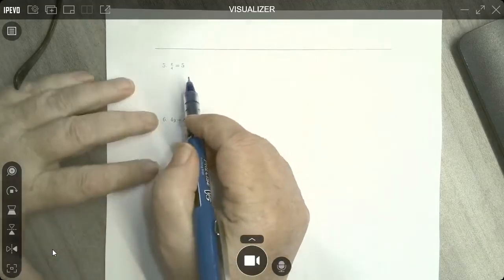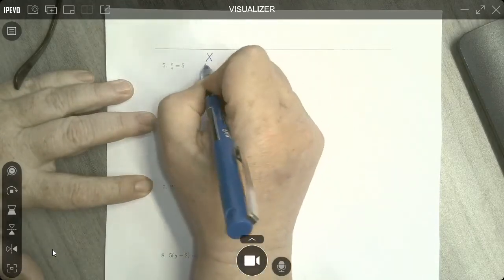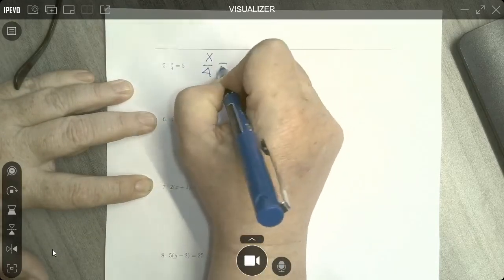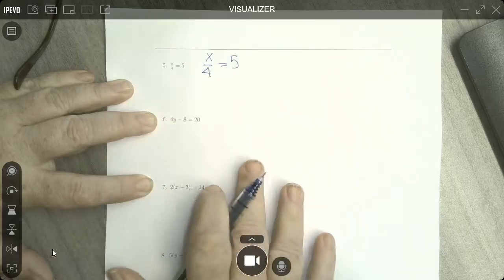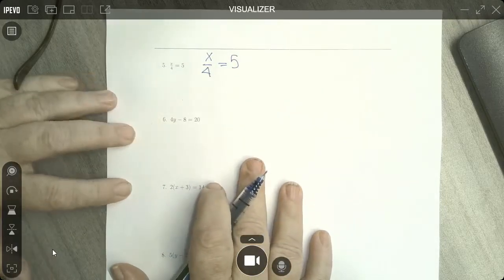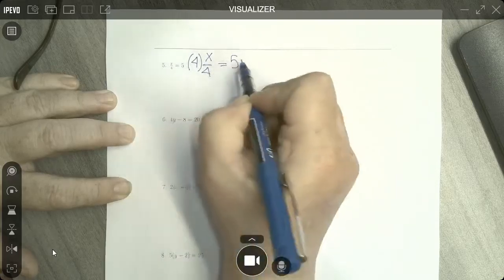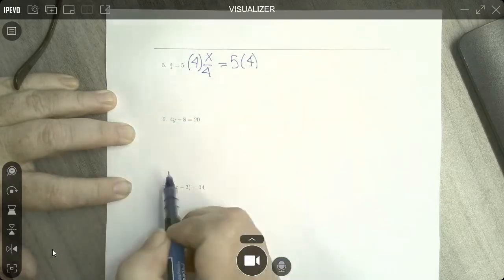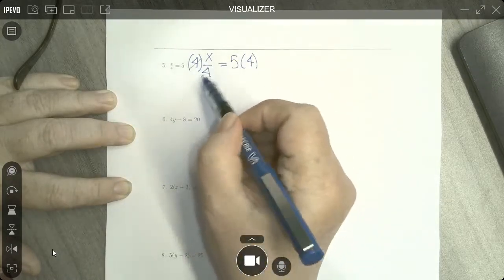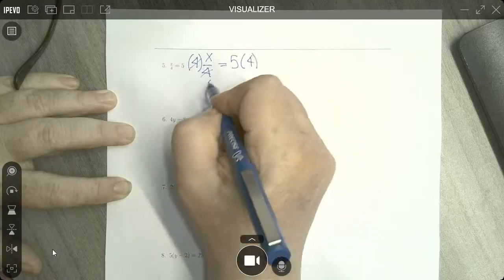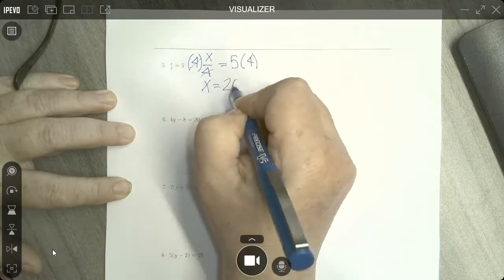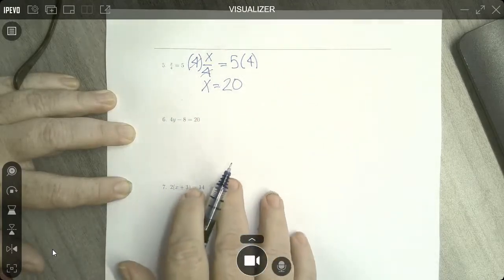So number 5 says x over 4 equals 5. Now there's a couple ways we could do this. The first way is we could just multiply both sides by our denominator. Okay? Because what's going to happen is those are going to cancel and we end up with x equals 20. And I'm going to show you that works here in a second.